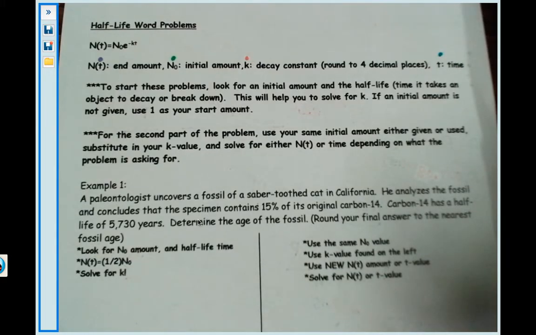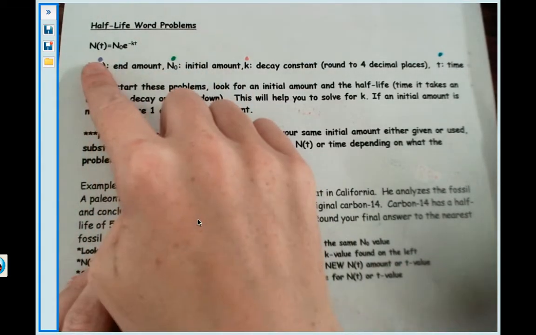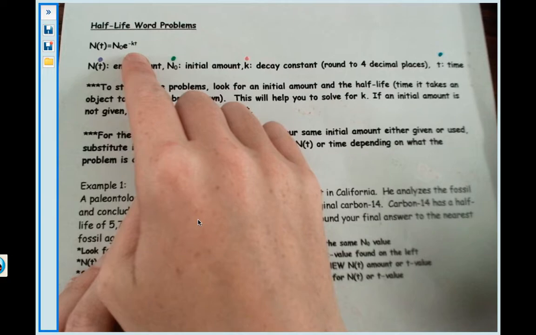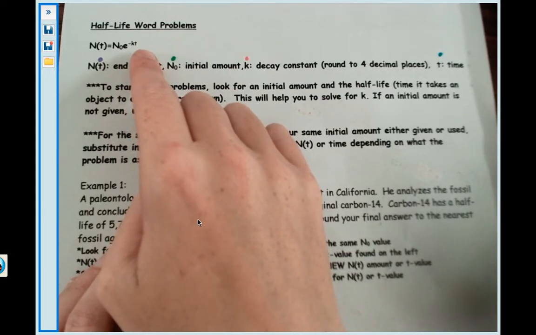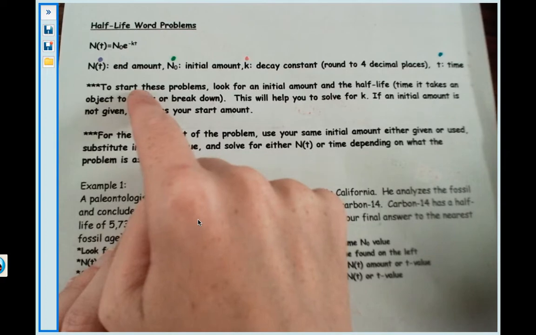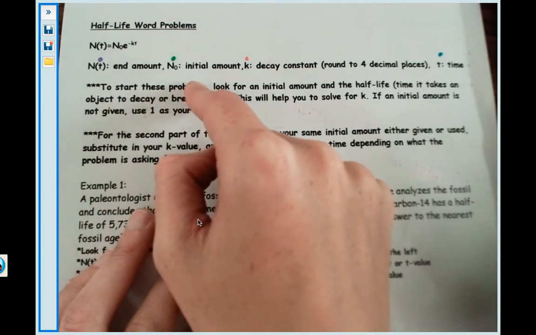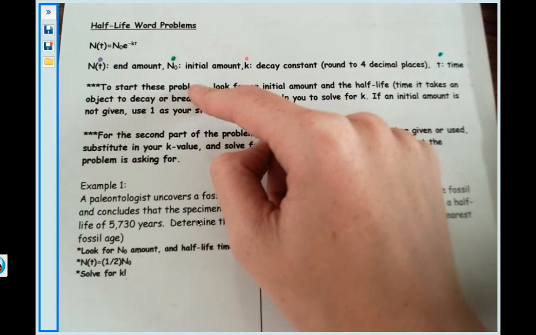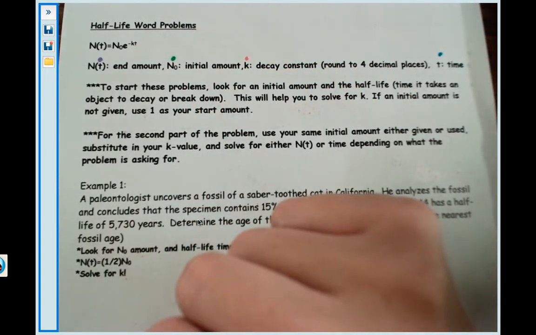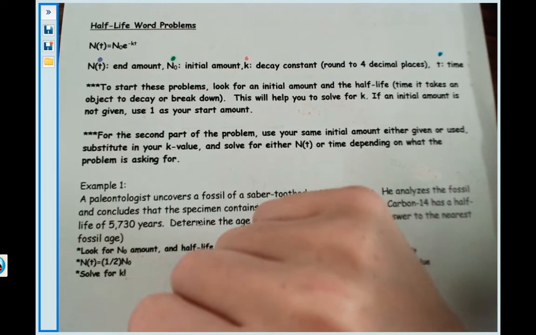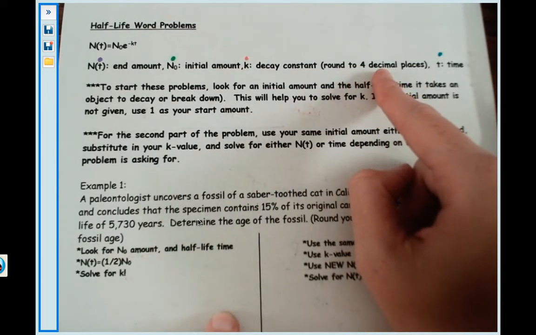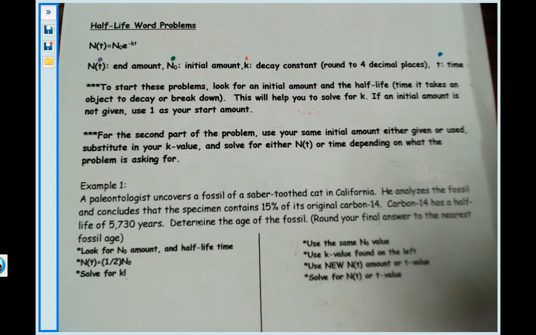So we have a formula that predicts, given a half-life time, how long it takes something to decompose to half the size, so we can predict things in the future about our compound. In this formula, N of t equals N sub 0 times e raised to the negative kt. N of t is the end amount, N sub 0 is our initial amount, so the amount that we start with. K is our decay constant, which we will have to solve for, rounding the k value to 4 decimal places, and t is the time given to us in the problem.